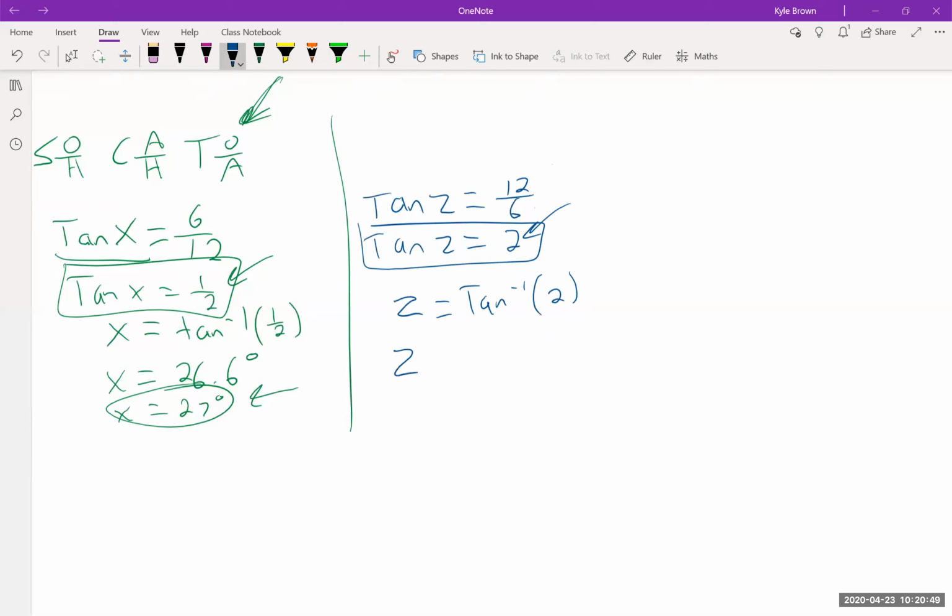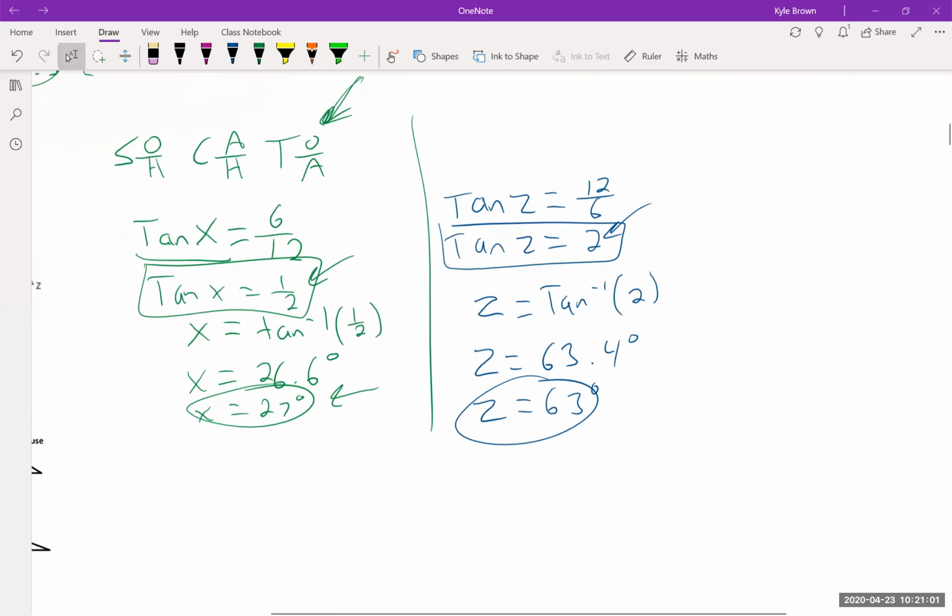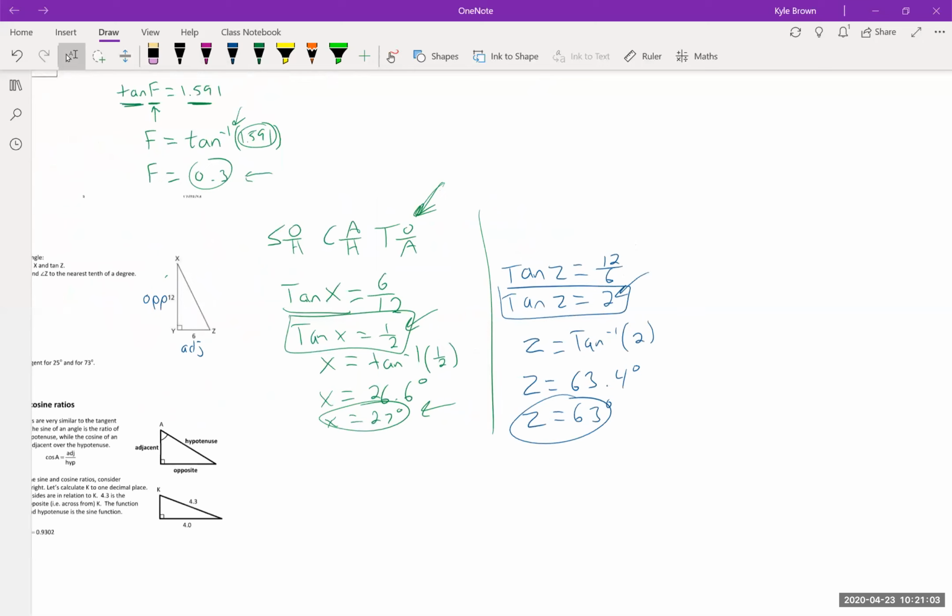So tan^-1 of 2 is 63.4 degrees. So I'll just round that to 63 degrees. Now, that makes sense, right? Because all of my angles, so that'd be 90 degrees, 90 plus 27 plus 63, that's giving me 180 degrees. So that looks like it's right.